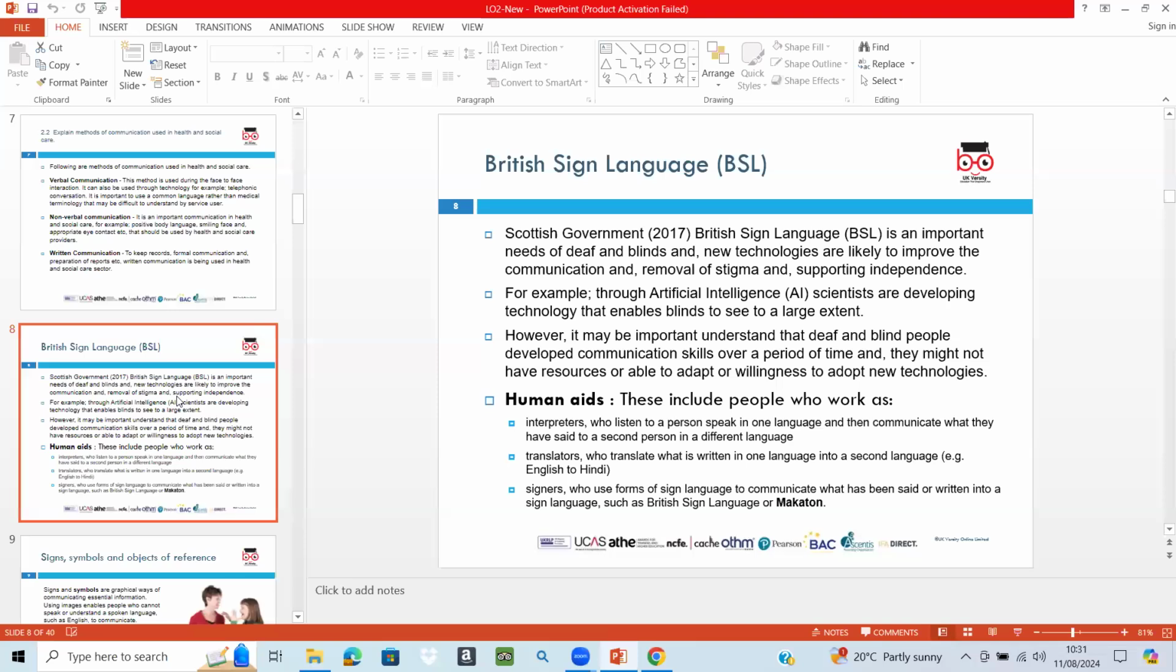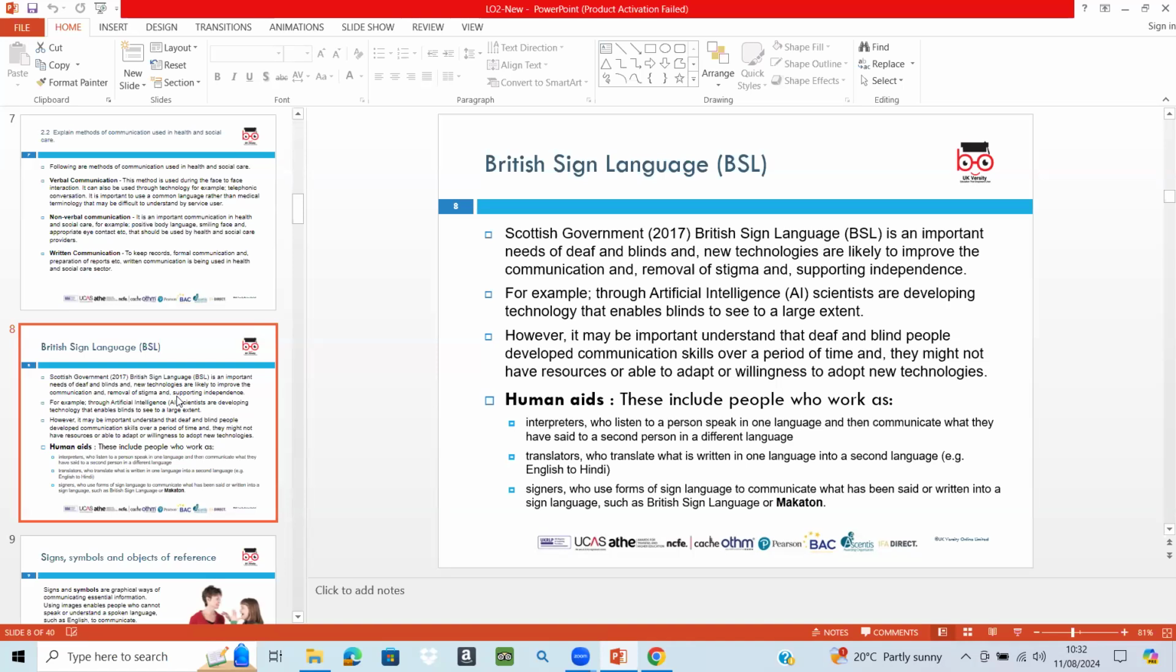Then we have some human aids to communication. Human aids play a crucial role in facilitating communication in healthcare settings. We have interpreters. Interpreters help bridge language barriers between service users and healthcare providers. For example, if a service user speaks only Spanish, a medical interpreter can translate the conversation, ensuring the service user fully understands their diagnosis and treatment options.